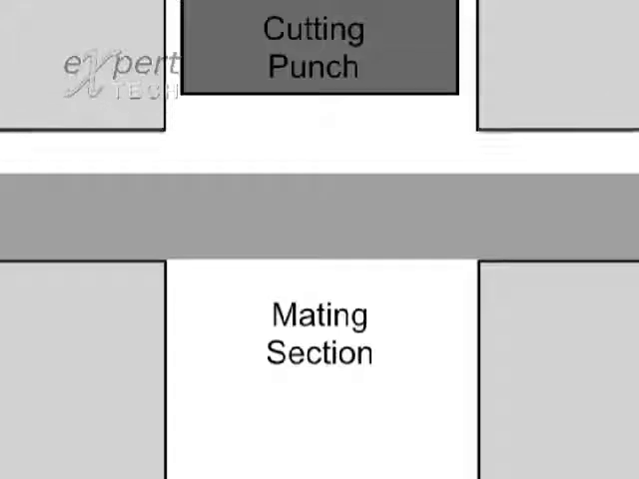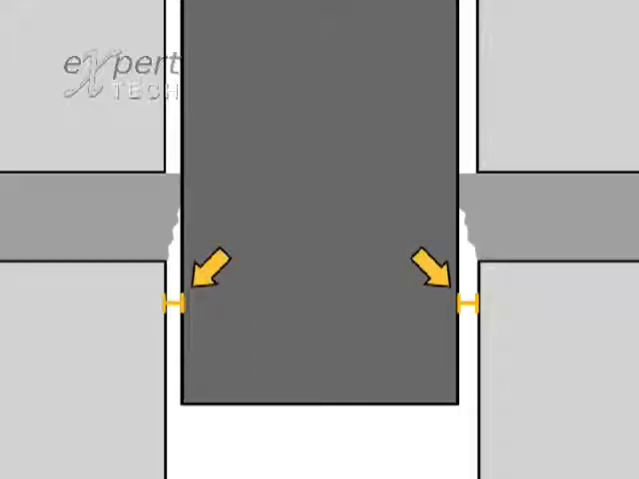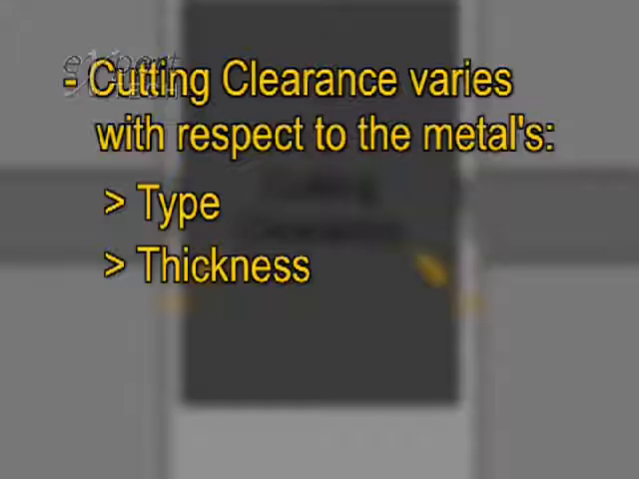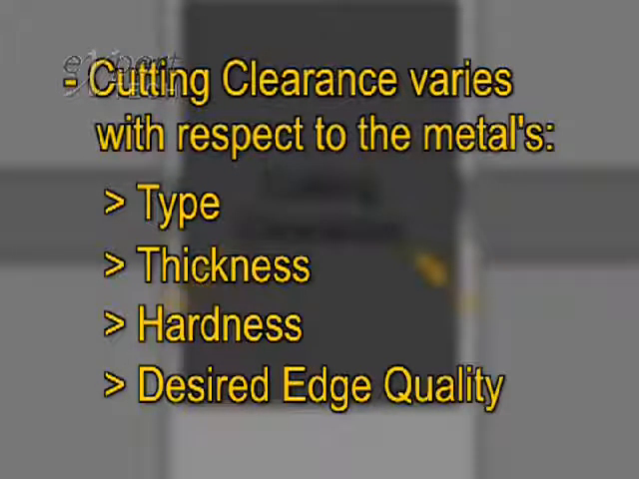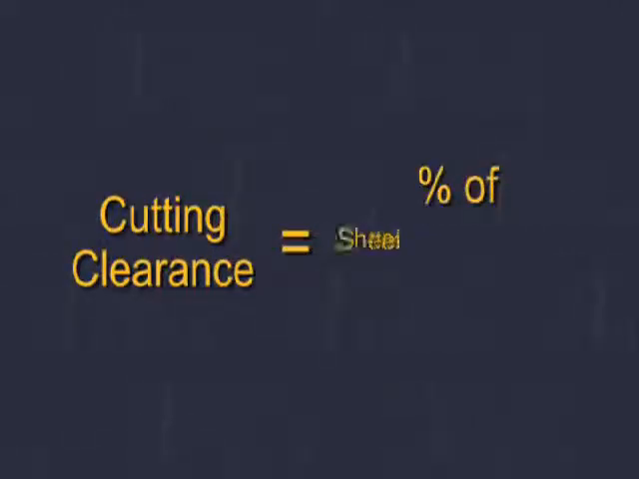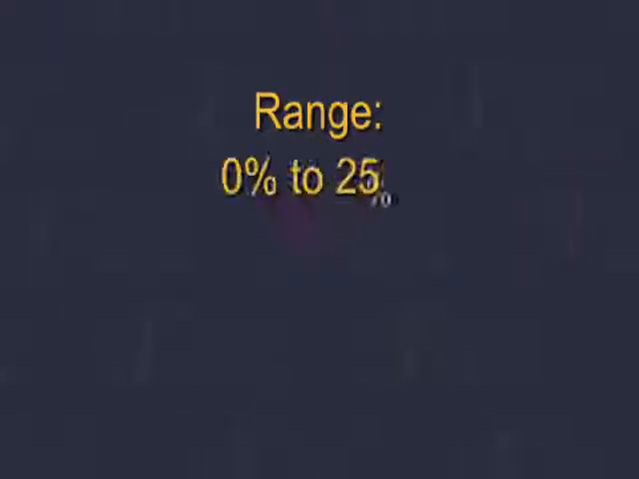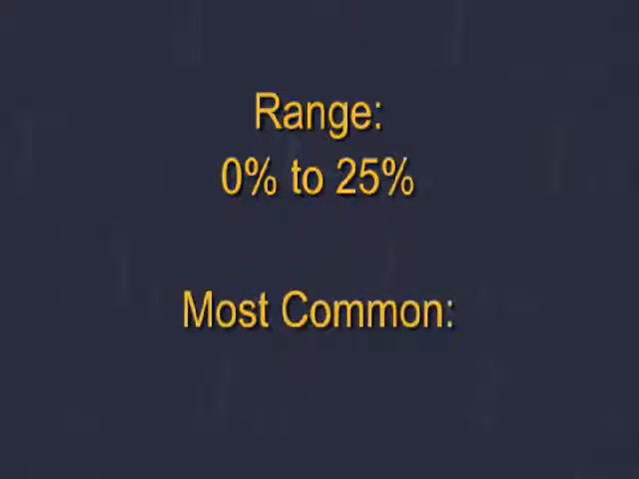To cut metal, the die first must have a cutting punch and a mating section into which the punch enters. The distance between these two working sections is called the cutting clearance. The distance between the cutting sections varies with respect to the metal type, thickness, hardness, and desired edge quality. The cutting clearance is often expressed as a percentage of the metal's thickness. Although cutting clearances can range from 0 to as much as 25% of the metal's thickness, the most common cutting clearance used today is around 10% of the metal's thickness.